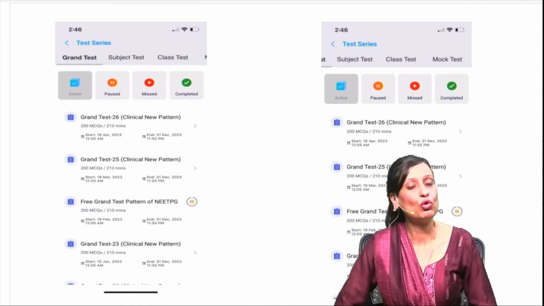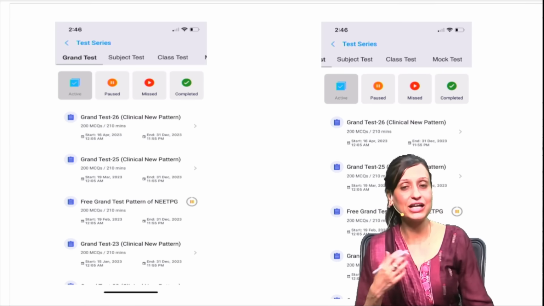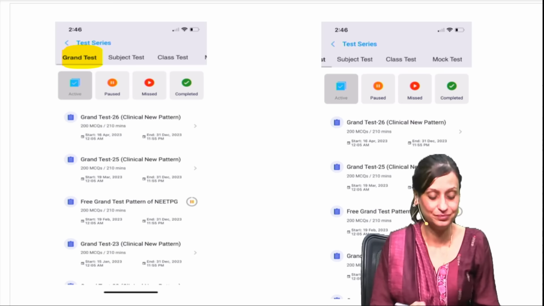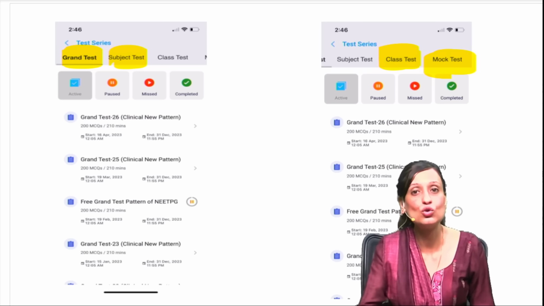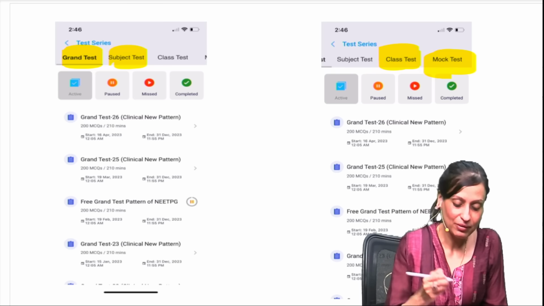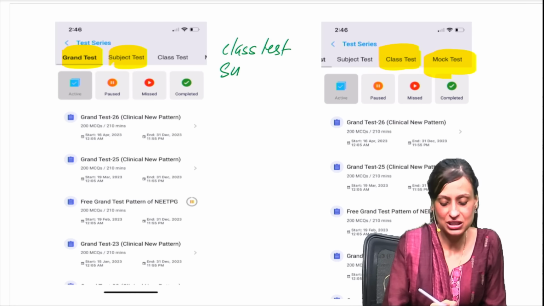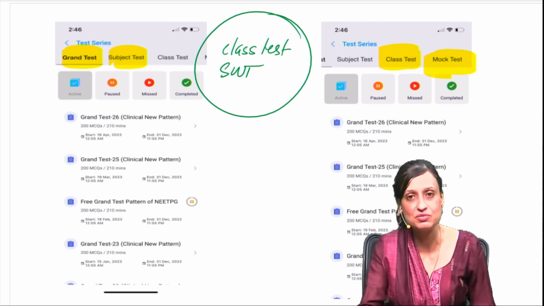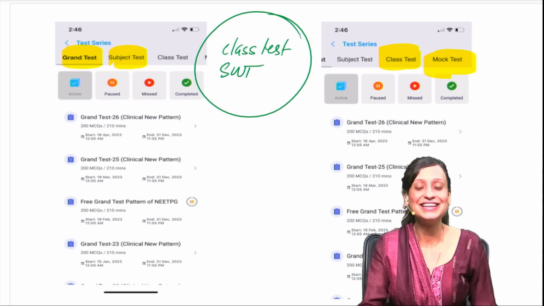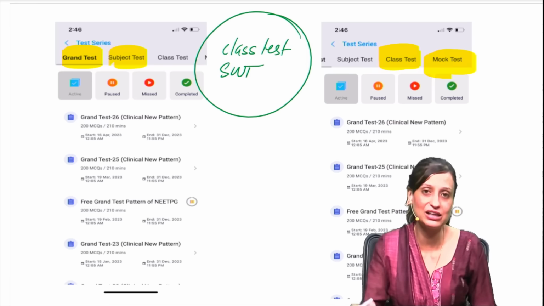In your TNDs, you also get access to the entire test series. So this test series gives you access to a lot of types of tests. So there are grand tests, there are subject tests, there are class tests, and there are also mock tests. Now, please remember how to use this. The class test and the SWT that you have here, this is a separate paper from your TND paper. Okay, so mind it, we are giving you a lot of MCQs to practice because testing is the way it has to be. Whenever you practice MCQs, the more tests you give, the better you get.